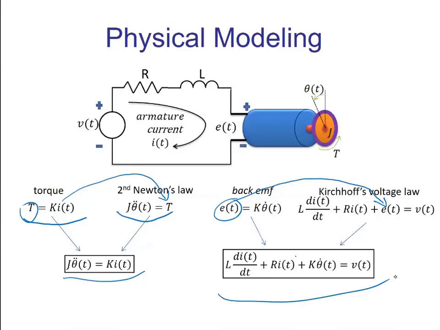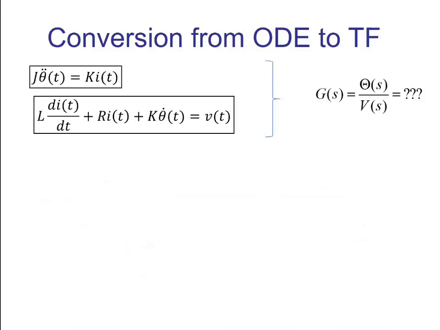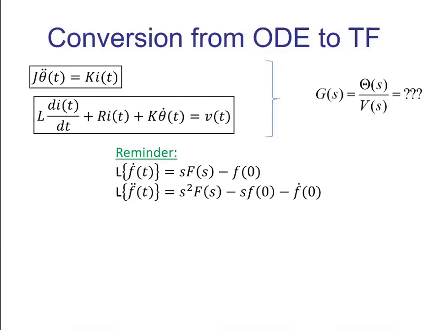Now the question is how we get to a transfer function from that kind of physical representation. How do we convert from an ordinary differential equation to a transfer function? This is just a repetition of what you were supposed to learn in other courses like linear systems, controls, and signal systems. Just to remind you, we need to take the Laplace transform of both sides of the equation. You need to remember the Laplace transform of the first derivative and of the second derivative. Remember, you also have initial conditions there in the formula. You have that in the table, but you don't have to remember all those details.